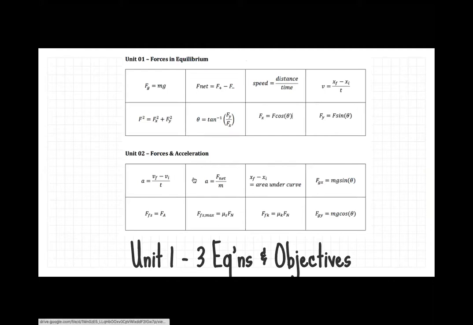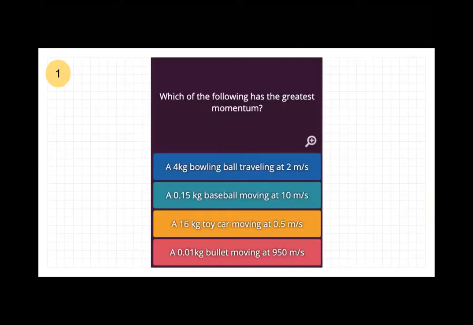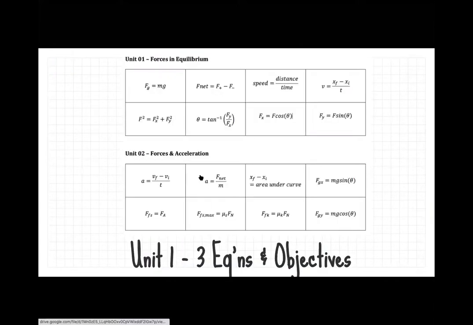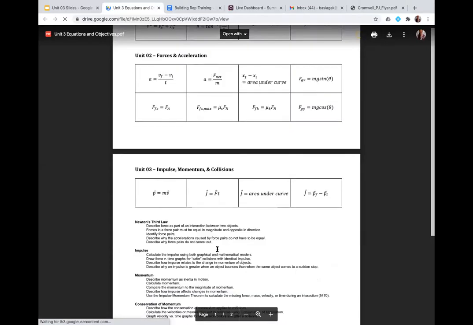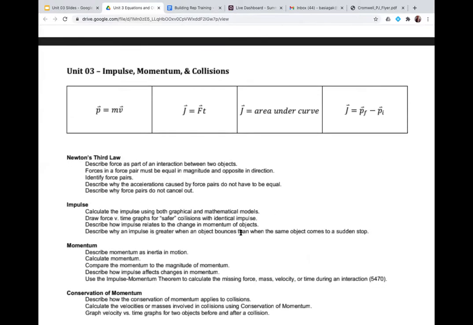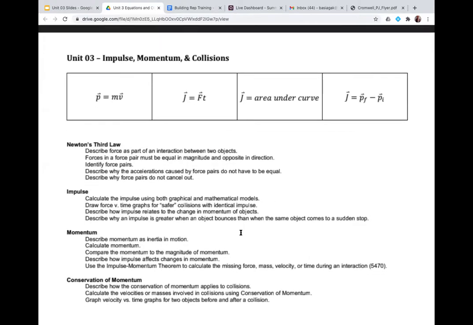In Classroom and Slides, I put a link to this document that's called Units 1 through 3, Equations and Objectives. That way, even if you missed notes or you missed days, at least you know what should be on your sheet. So what should be on your sheet? It should have at least these 4 equations, the stuff from Unit 3, but also the Unit 3 objectives.